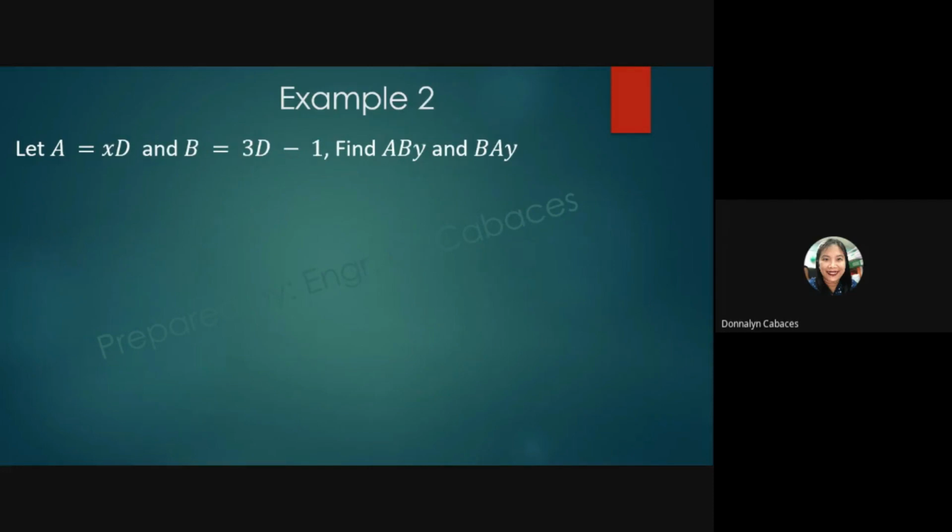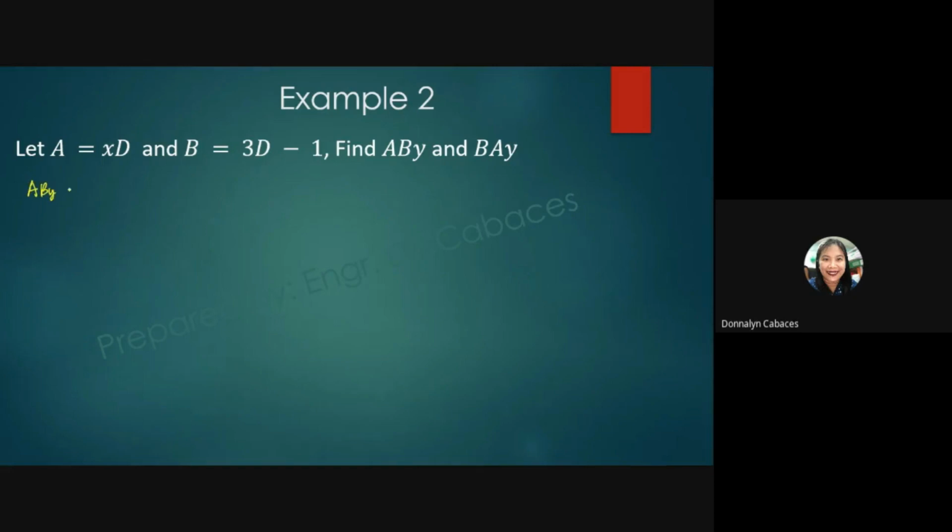Example number 2. Let A be equal to xD and B is equal to 3D minus 1, and determine ABy and BAy and let us see if AB is equal to BA. So again, the difference between example 1 and 2 is that here I make the coefficient a variable x. So let us have your ABy first.